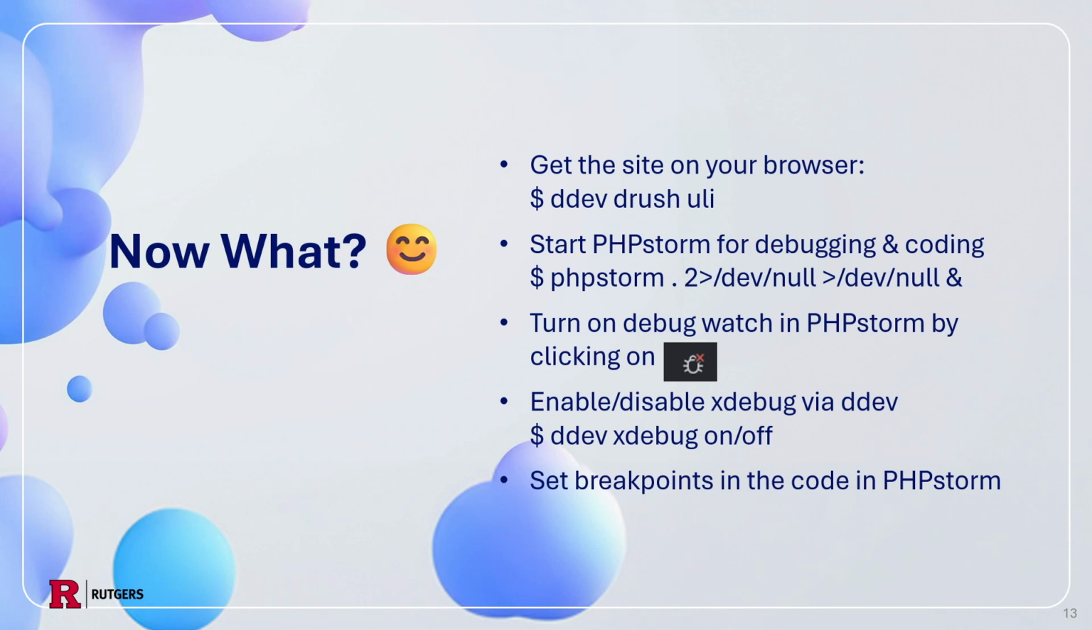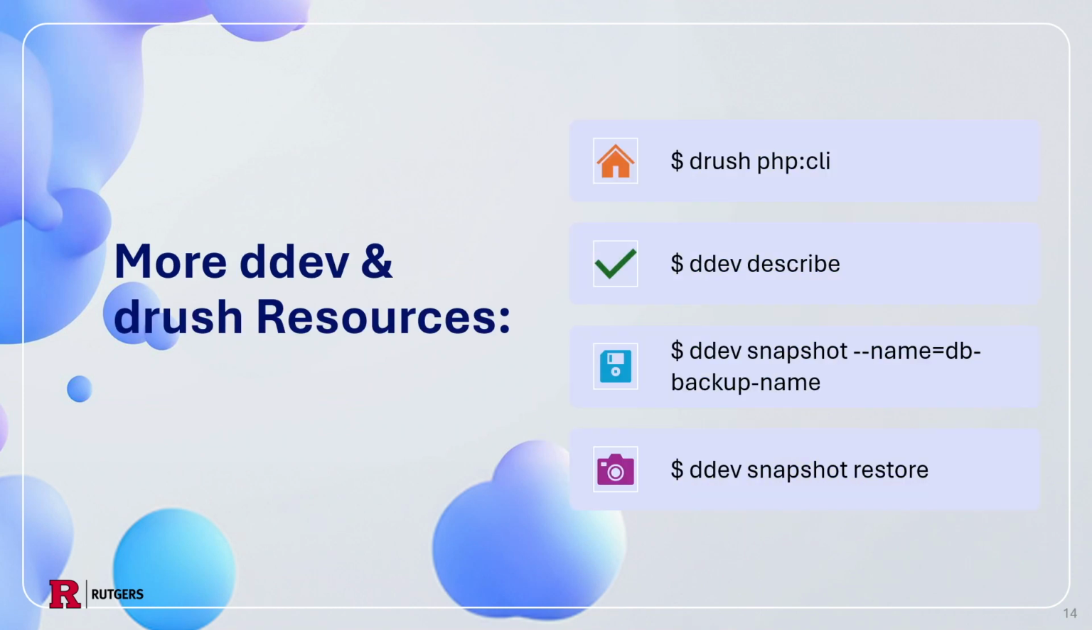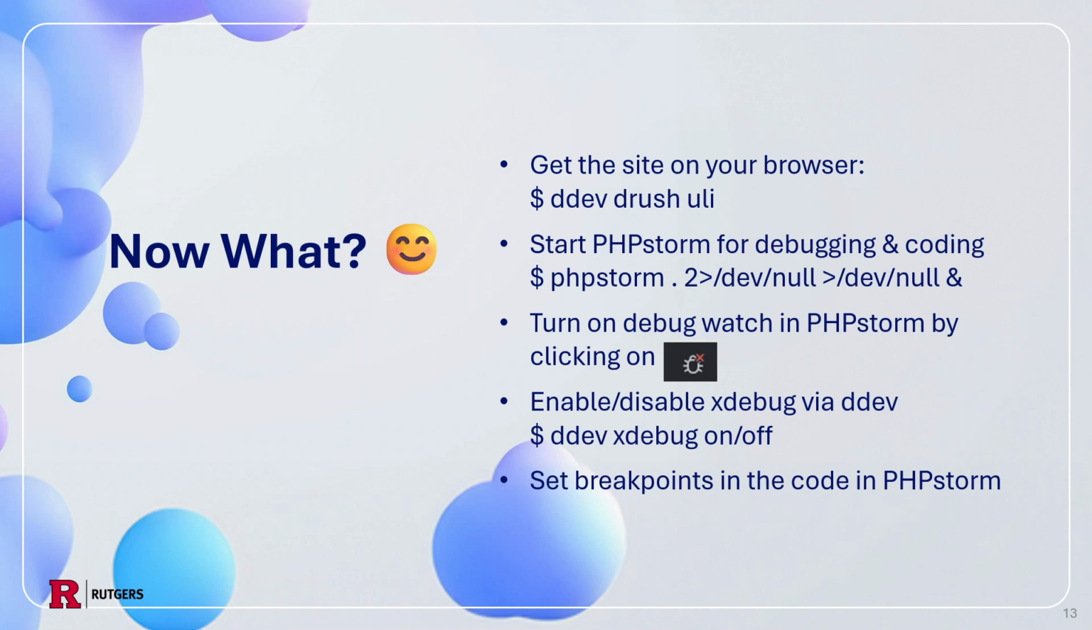PhpStorm for debugging. On my system, I type phpstorm . which means do it from the current directory. If you know Linux, 2>/dev/null and the ampersand make sure none of the crappy error messages that PhpStorm thinks you want to see come out. What this does is get it going on your local Ubuntu instance, not on Windows. So it's reasonably fast. I've seen it slow down every once in a while.